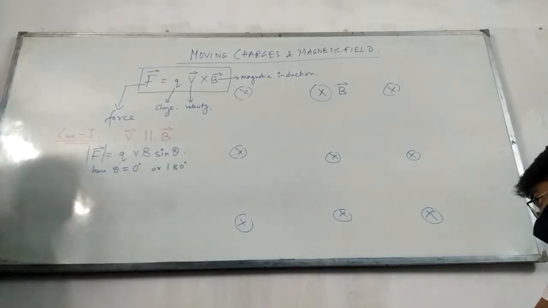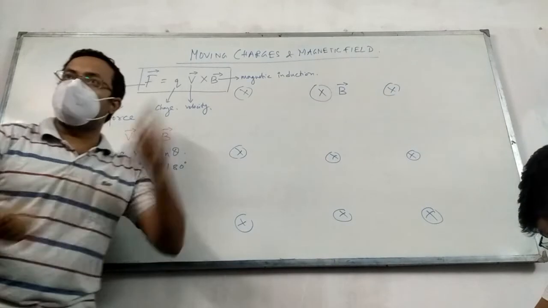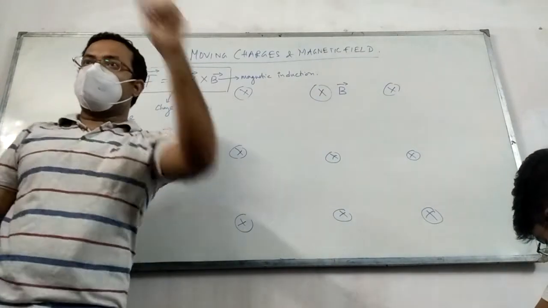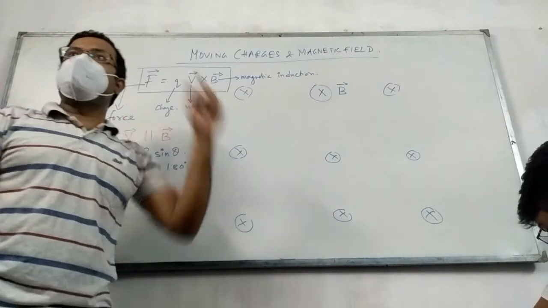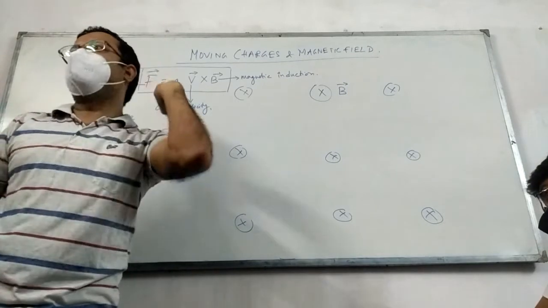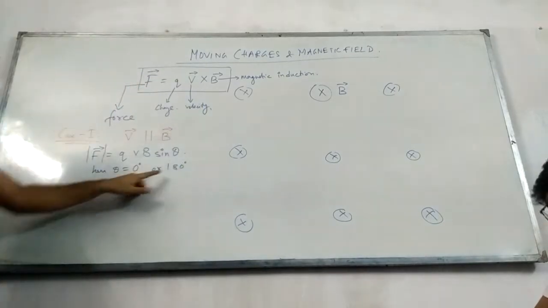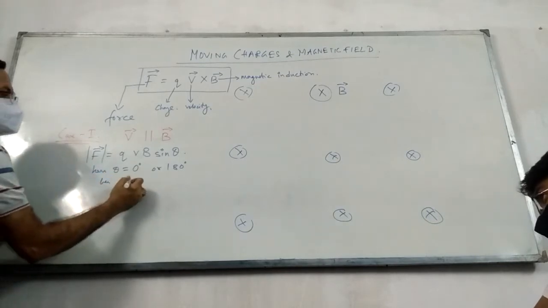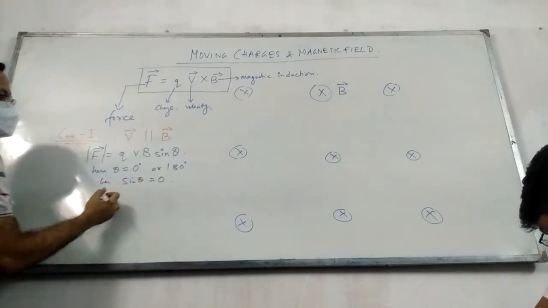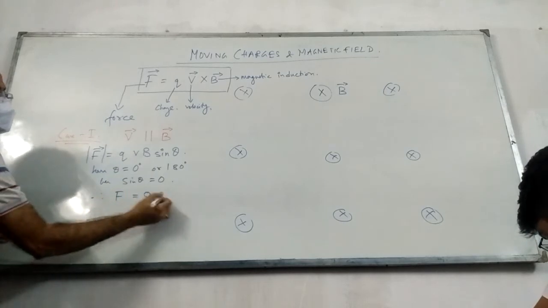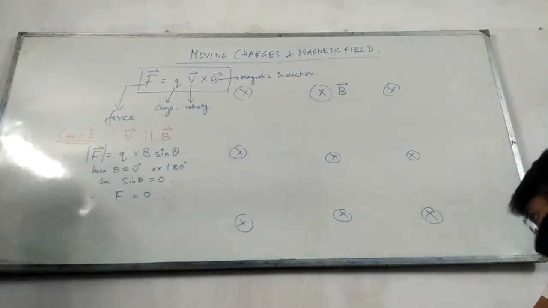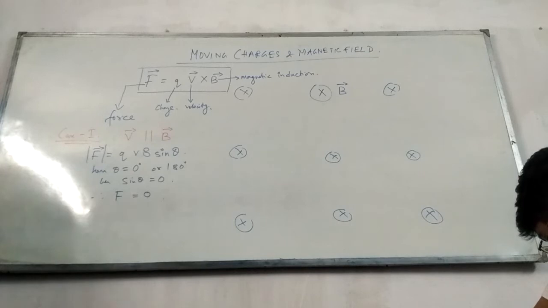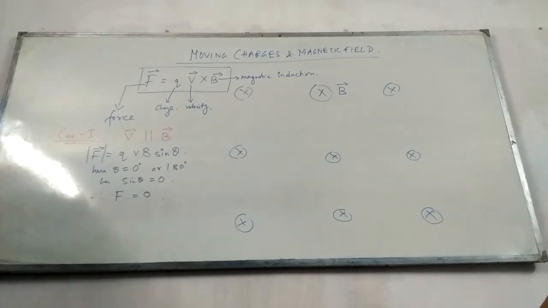Parallel also includes anti-parallel, meaning I can take the charged particle and throw it opposite to the direction of the magnetic field. So in that case it is 180 degrees. Then sin theta is 0, so F is equal to 0. The force experienced will be 0. Clear?